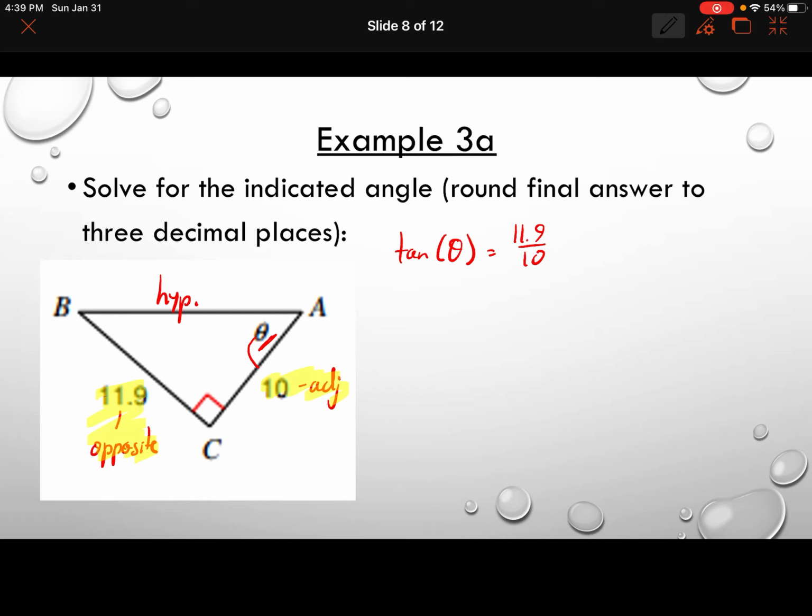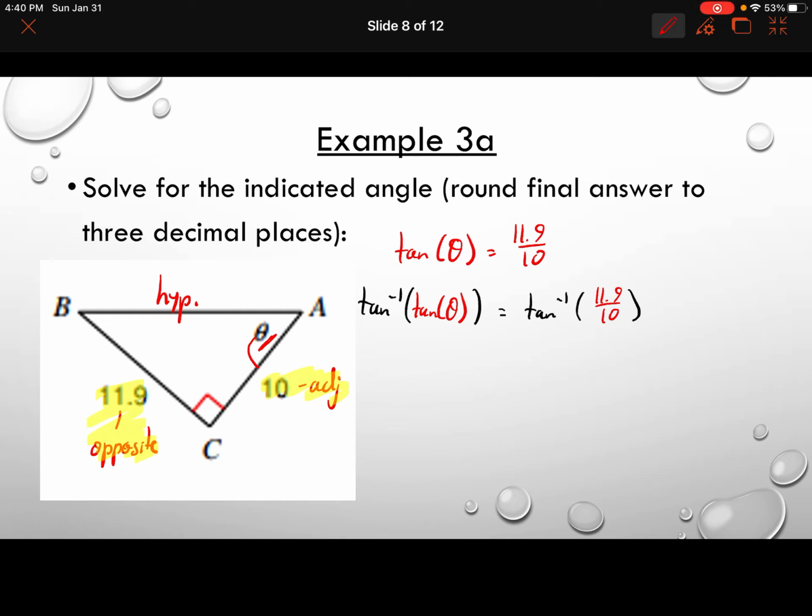Well, what is the inverse to a trig function? At this point, it's actually pretty convenient. The inverse to a trig function is literally just the inverse trig function. So the inverse to tangent, because that's what we want to cancel out, is literally tangent inverse. Remember that little -1 means that's the inverse, so we're literally going to take the inverse tangent of both sides. The inverse tangent of both sides of this equation. And that is 11.9 over 10.